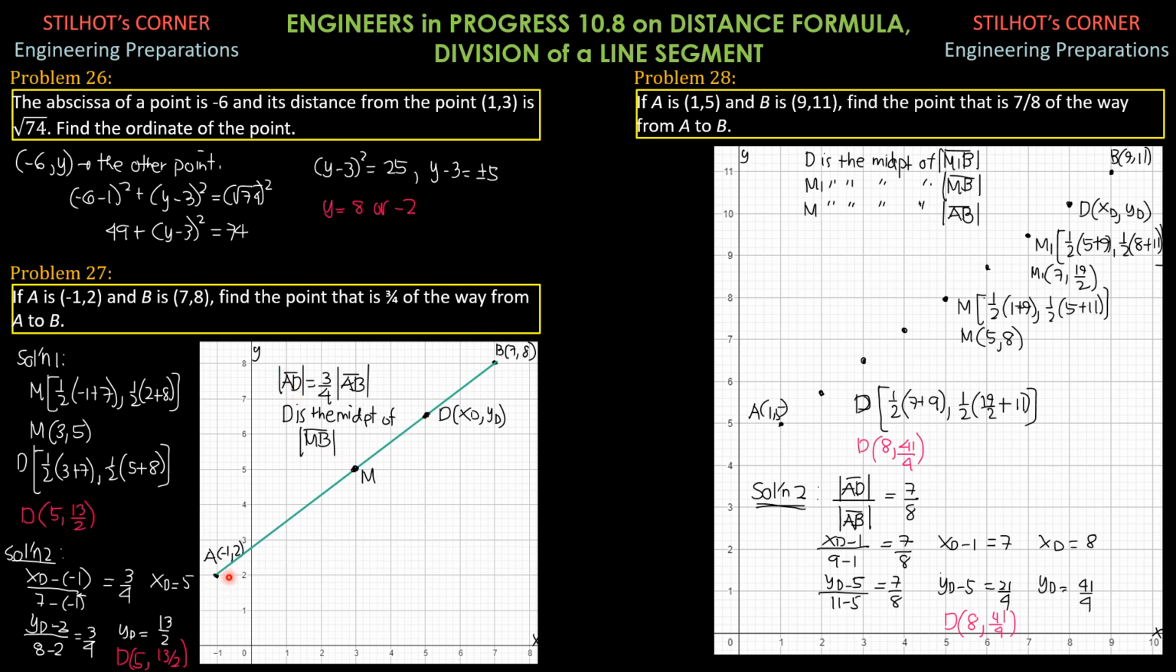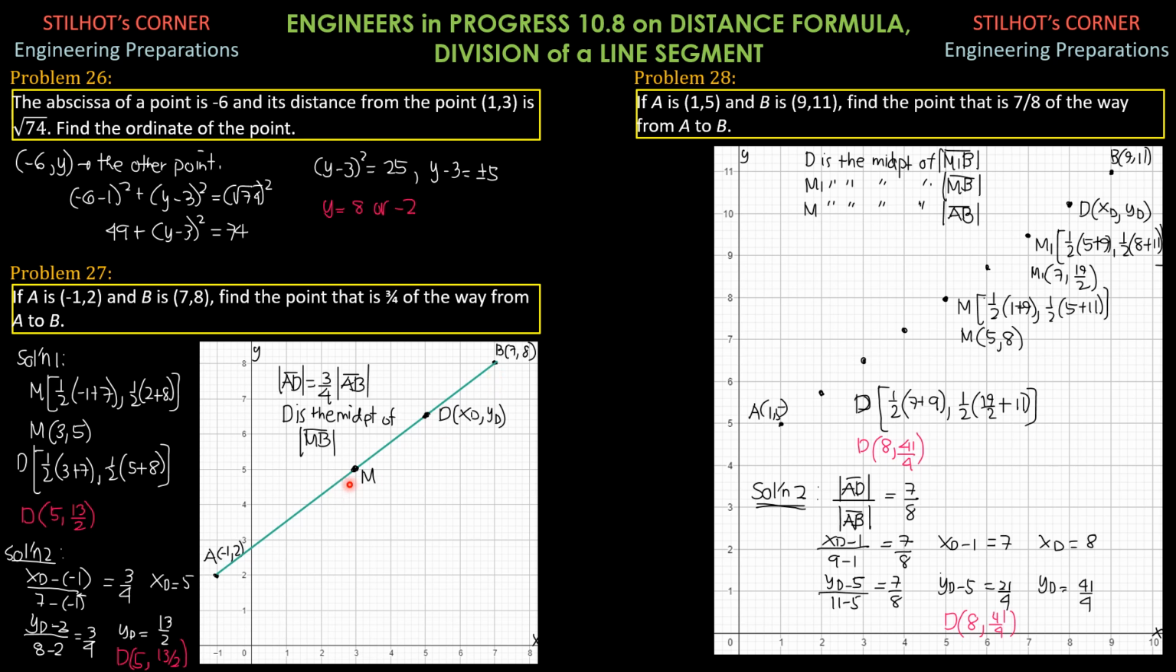So one solution would be we locate M. M is the midpoint of A and B. So therefore, because AD is 3/4 of AB, D should be the midpoint of M and B. So this is the condition: AD is 3/4 of AB. So D is the midpoint of MB.